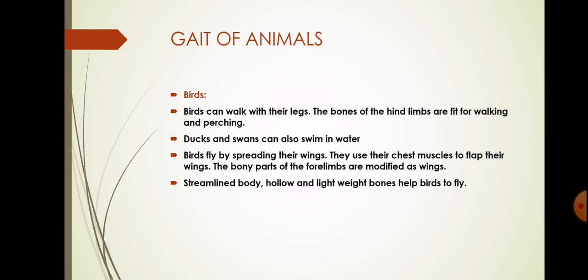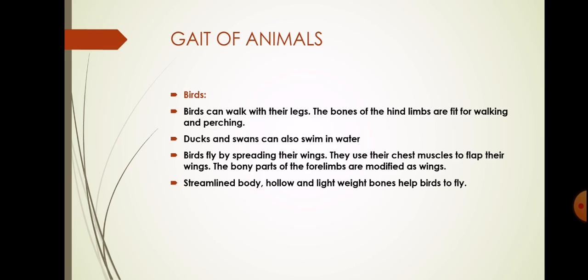That means the birds have a streamlined body. Streamlined body means narrow from the front, then it becomes bulgy, and again it becomes narrow. That is a streamline, like an aeroplane has a streamlined body. And because of this streamlined body, the birds are able to fly in the sky.